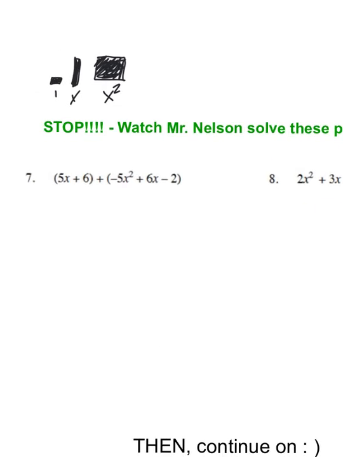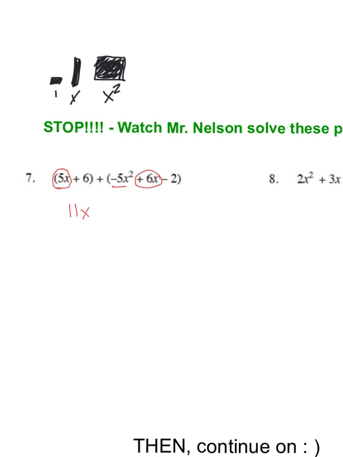So for this problem, we have a 5x and we have a 6x. Those we can put together because they have the same variable, the same exponent. So 5 and 6 together would be 11. Again, I can't put that together with this one because this one's not just an x, it's an x squared.